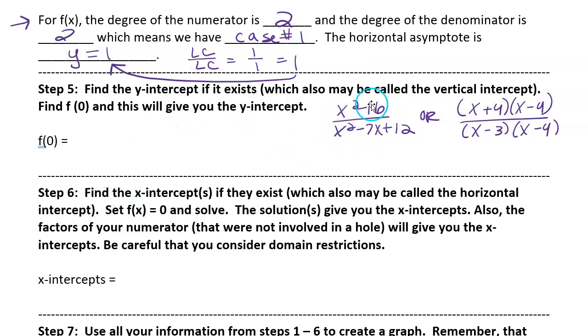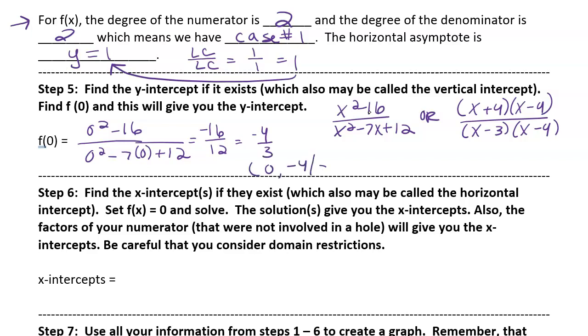Personally, I like plugging into this version because it's pretty easy to see how things are going to zero out. You're going to have 0 squared minus 16 over 0 squared minus 7 times 0 plus 12. So you can pretty easily see you're going to get negative 16 over 12, which is negative 4/3. And then make sure you write that as an xy point. So the y-intercept is (0, negative 4/3).